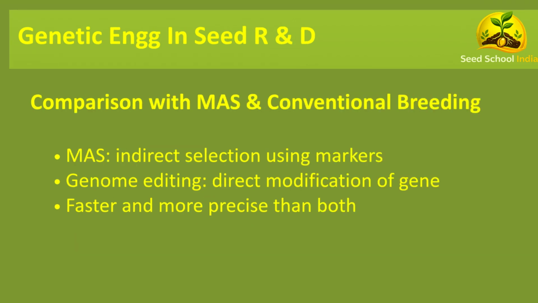Compared to marker-assisted selection, genome editing offers direct modification of genes rather than indirect selection. This makes it faster and more precise, significantly reducing breeding time.